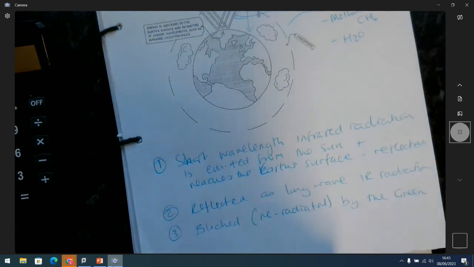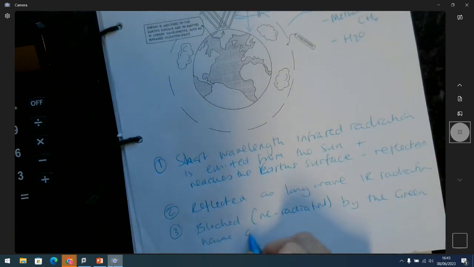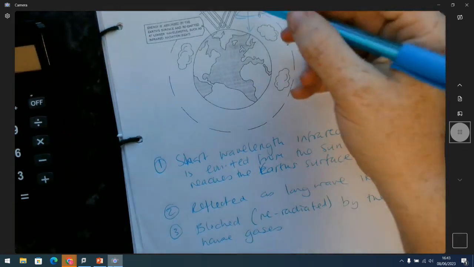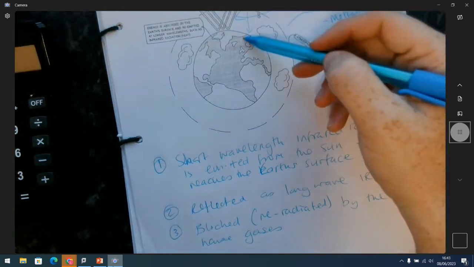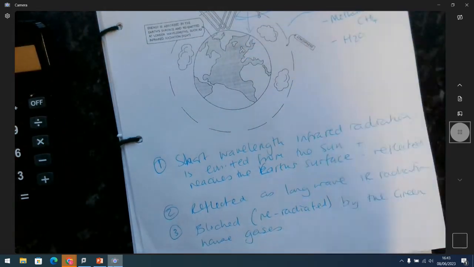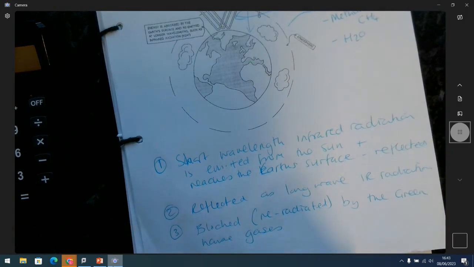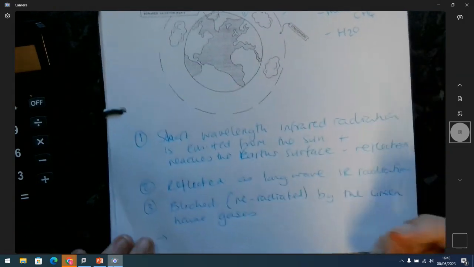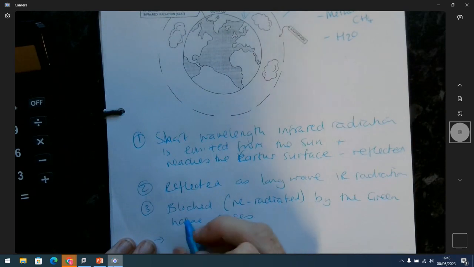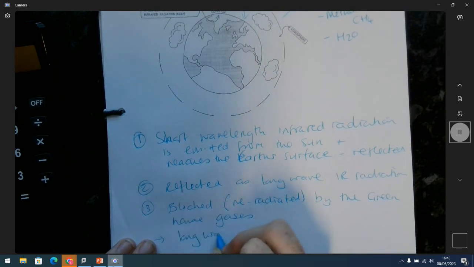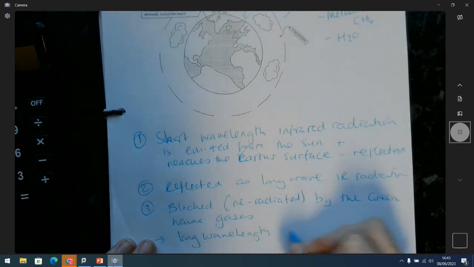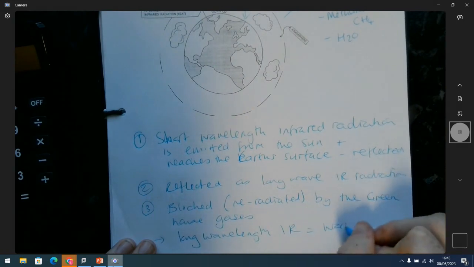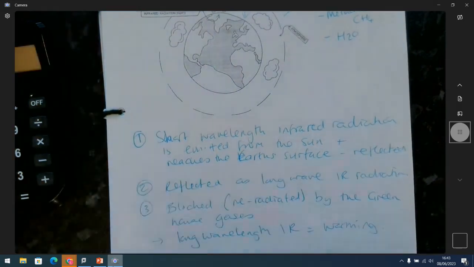Because it's a long wave, it gets re-radiated in all directions, and some of it goes back down to the Earth. Long wave radiation is what causes the heating effect, so it leads to the warming. And that is the greenhouse effect.